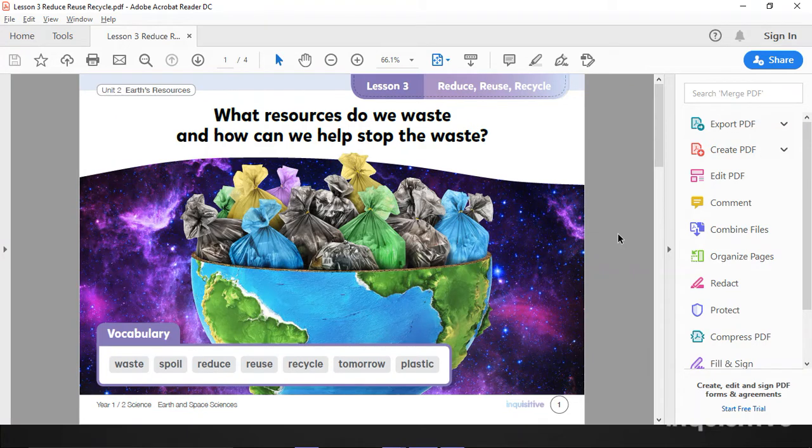So we have been talking about and thinking about natural resources, which we can think about as Earth's treasures. So today we're going to look at a question, and that question is, what resources do we waste and how can we help stop the waste? A very important question indeed.